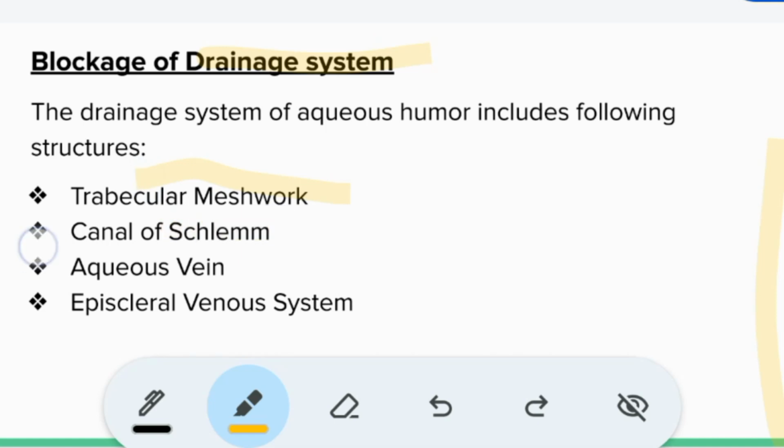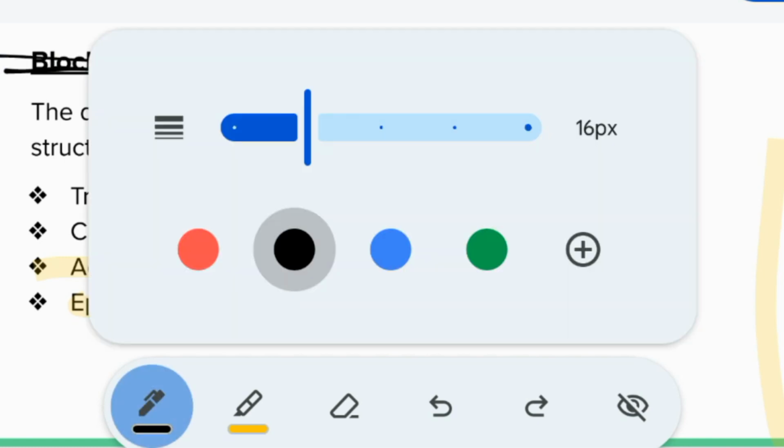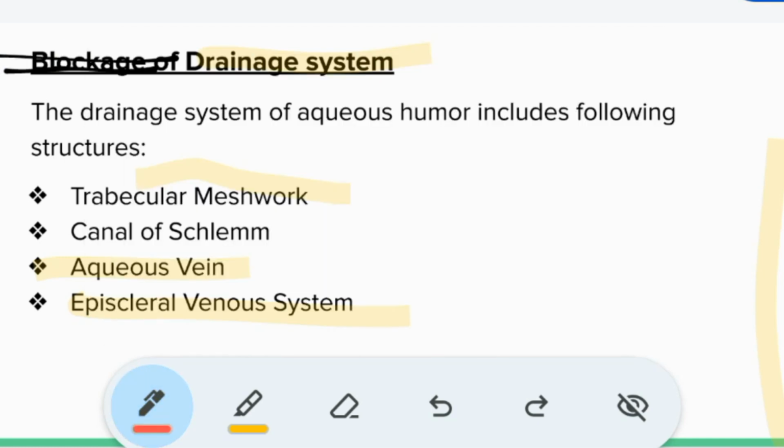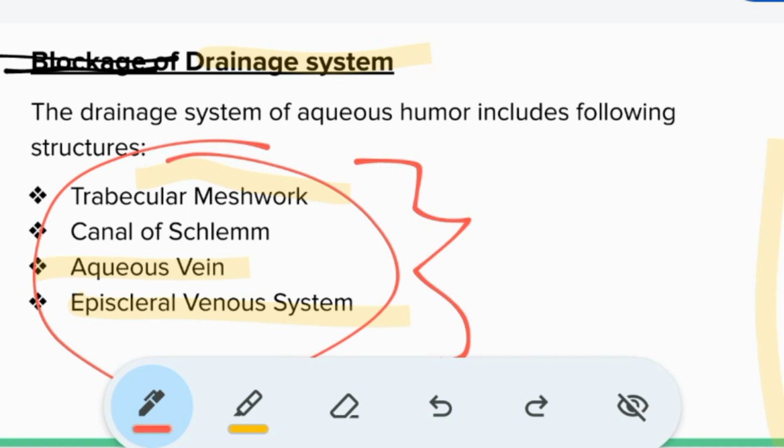It has the trabecular meshwork, canal of Schlemm, aqueous vein and episcleral venous system through which it can move out. So this is part of the drainage system. It's not a blockage, we are just discussing the drainage system. Here we have some structures that help the aqueous humor move out of the eye. We are going to discuss details later, but right now the drainage system has these structures, and if there is any blockage in these structures, any foreign particle, lipid particle, protein particle, or any particle that gets stuck over here, it will cause blockage of this drainage system, right?